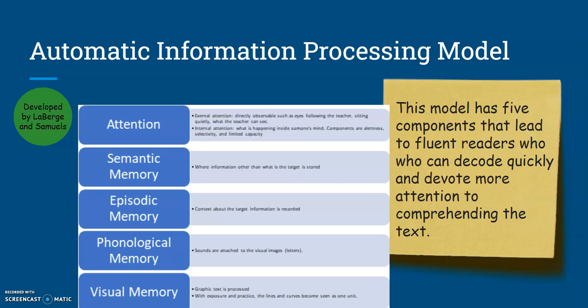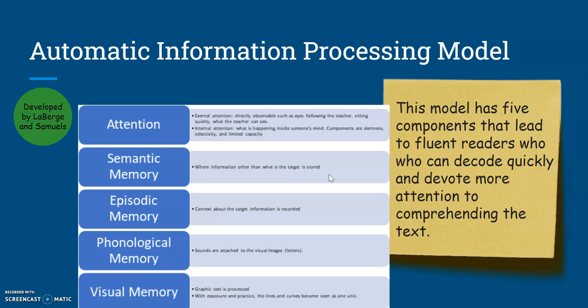The final approach that we will talk about today is LaBerge and Samuels' automatic information processing model. This model has 5 components that lead to fluent readers that can decode quickly and they can spend more time comprehending the text. The 5 stages that we go through are visual memory, phonological memory, episodic memory, semantic memory, and attention.